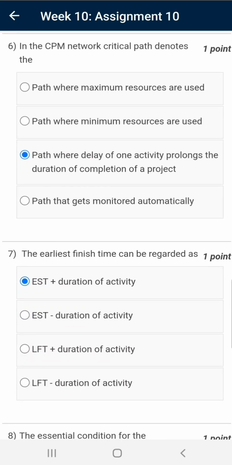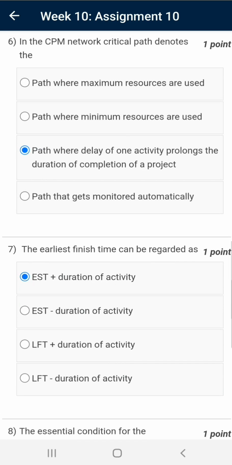Question number 6. In the CPM network, critical path denotes, the correct answer is path where delay of an activity prolongs the duration of completion of a project. Critical paths are those paths which are compact. We cannot alter the duration of those activities on the path without affecting the completion or start time of the succeeding activities on that path.